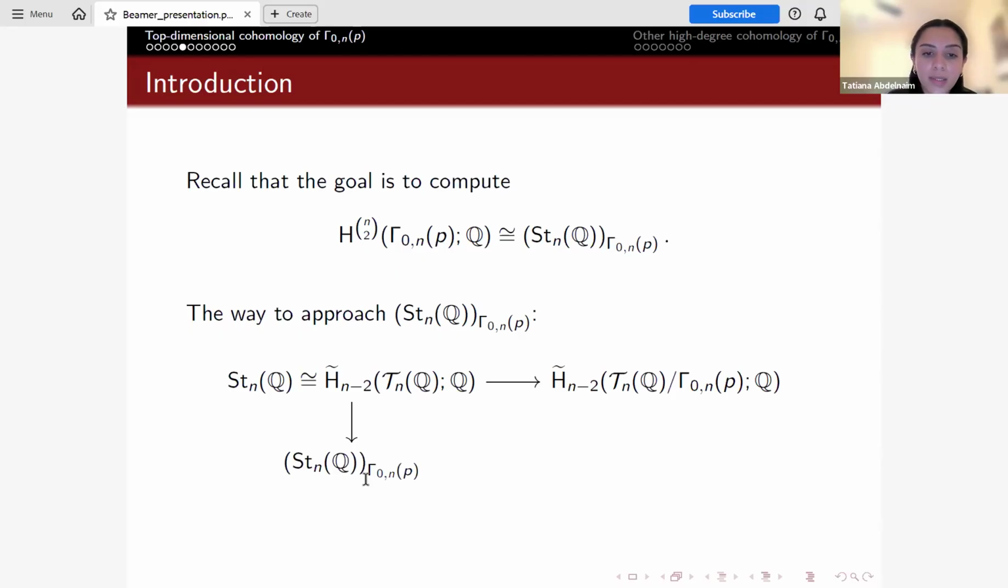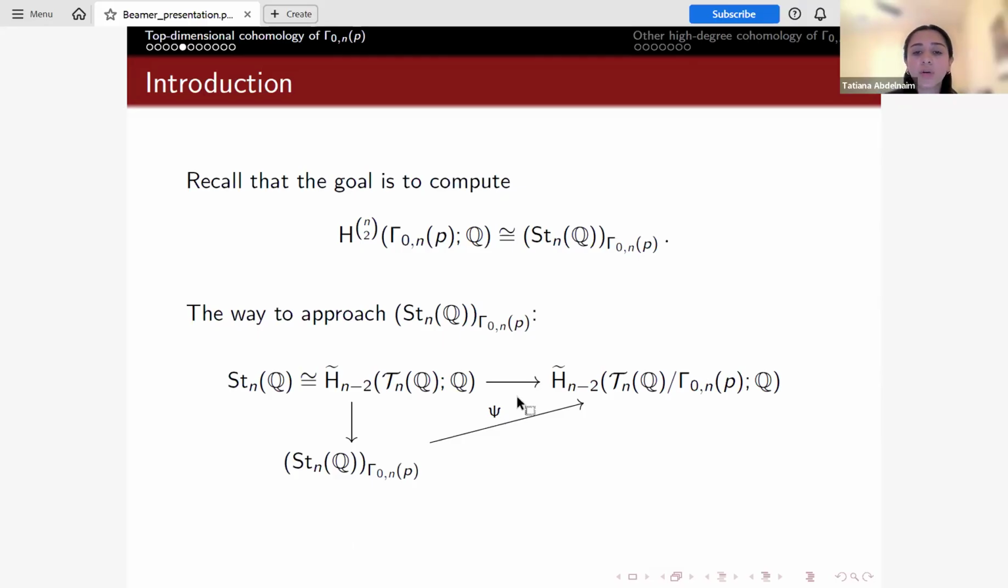And gamma acts trivially on the right-hand side, and so by universal property, we get a map going up this way. So now we have a map psi going from our goal to the homology of the Tits building mod gamma. And so a way now to understand these coinvariants is by understanding the homology of the Tits building mod gamma and this map psi.